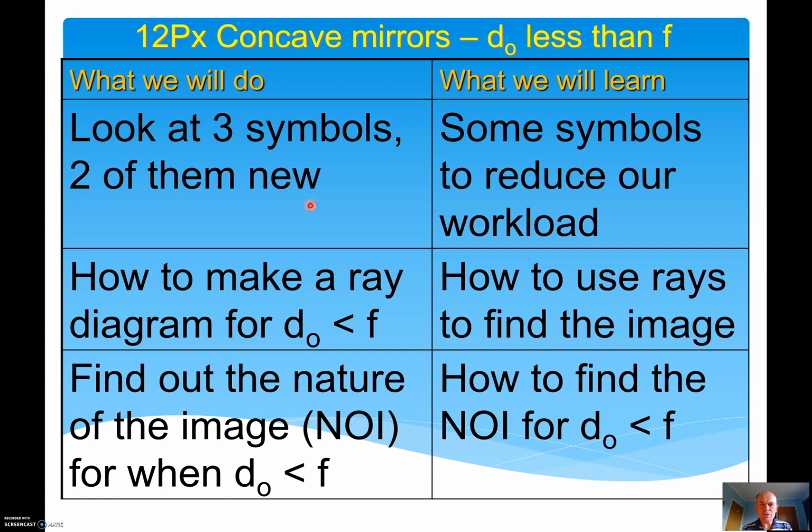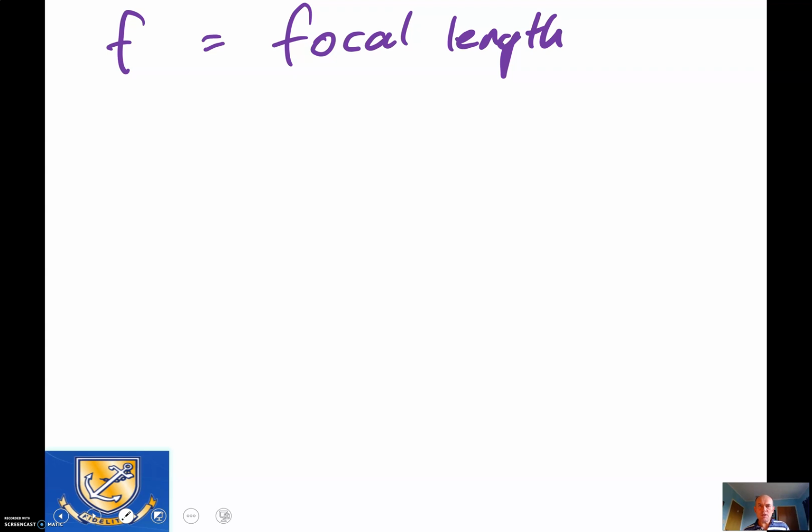First of all, I'd like to look at three symbols, two of them new. How to make a ray diagram for when the distance to the object is less than the focal length, and how to find the nature of the image, which we'll call NOI. The focal length is something we're familiar with.